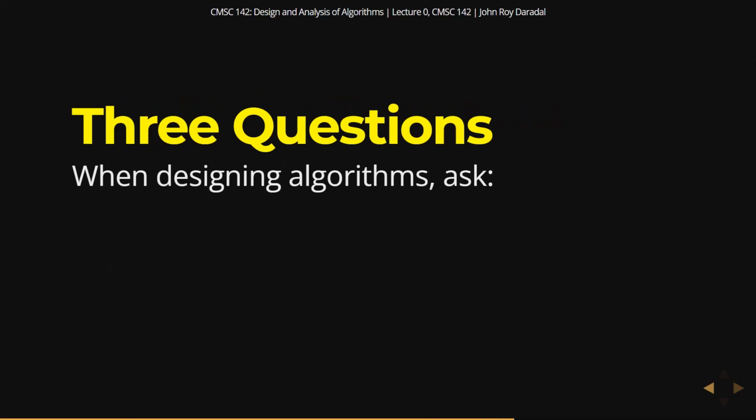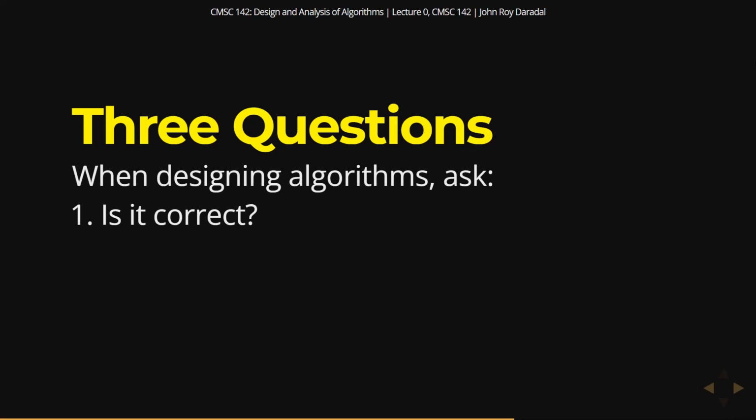Now, when designing algorithms, you always need to ask these three questions. Number one, is your algorithm correct? That is first and foremost. Correctness always comes above all, because no matter how fast it is, if it's wrong, then it's useless, right? Maybe not useless, but well, it's wrong. So the first thing you need to ask is, is it correct?